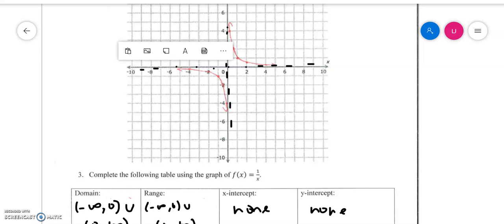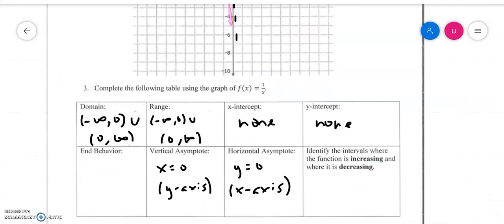Here, the function is going down, which means it's decreasing. Okay, I'm going to follow along the rest of the function from left to right. Still going down. So this function is always decreasing. It never increases. Always decreasing. So I'm going to write never increasing.